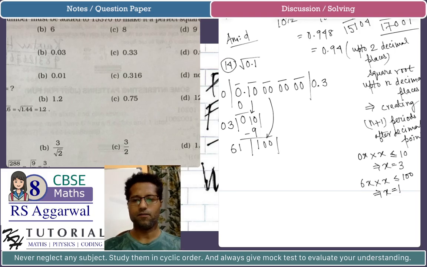So 1 will also be appended to the quotient, and 61 multiplied by 1 is 61, that will be subtracted from the dividend, and we have remainder 39.